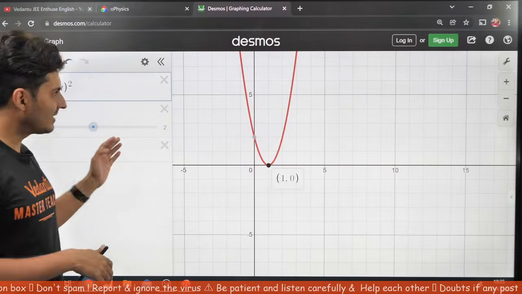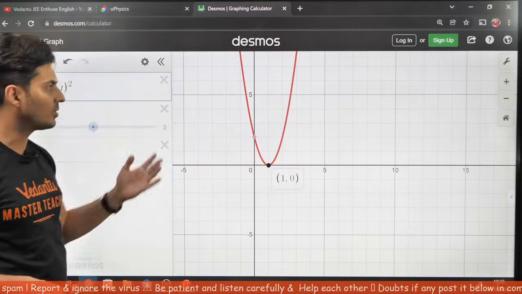Perfecto Tamil, Desmos is the graphing software. You can see that this is Desmos, the graphing software.